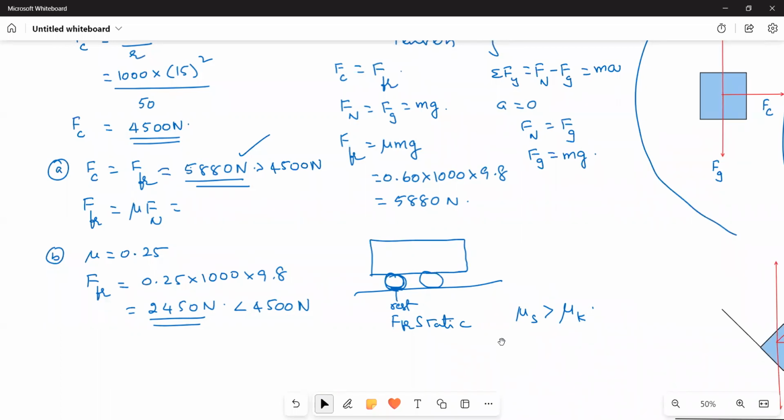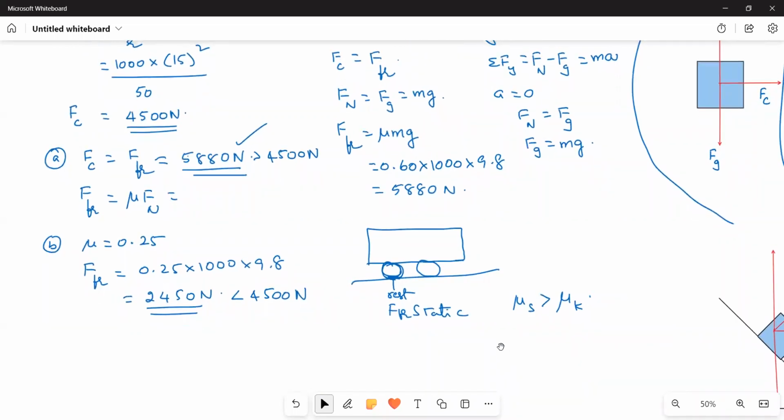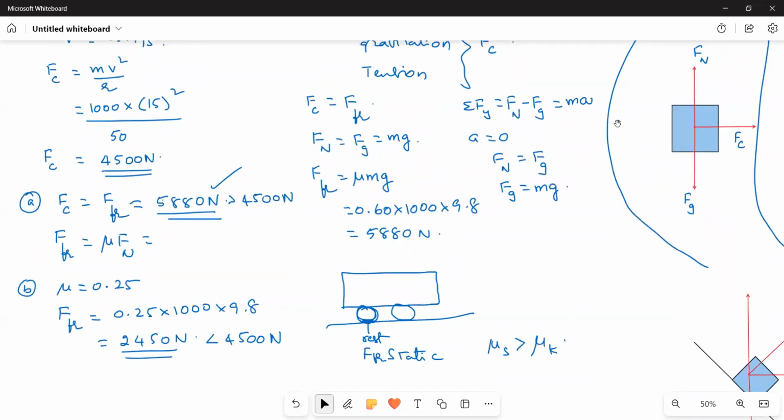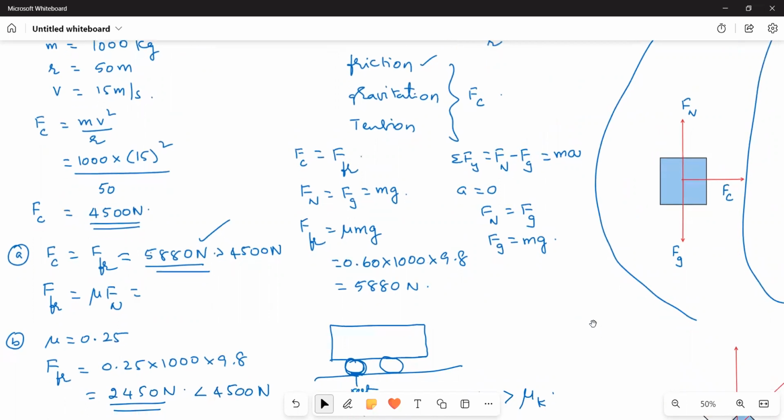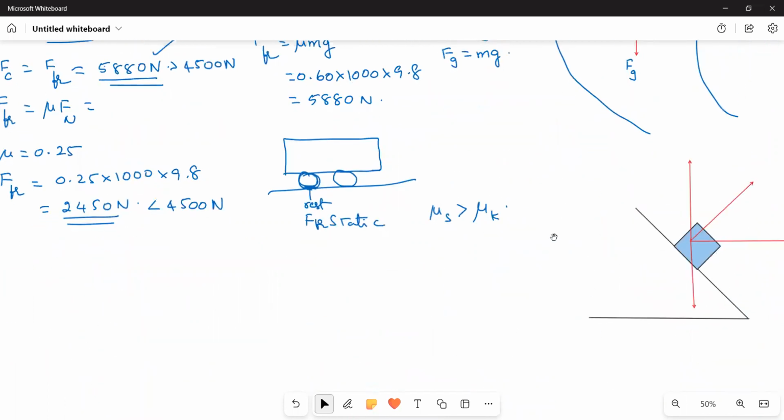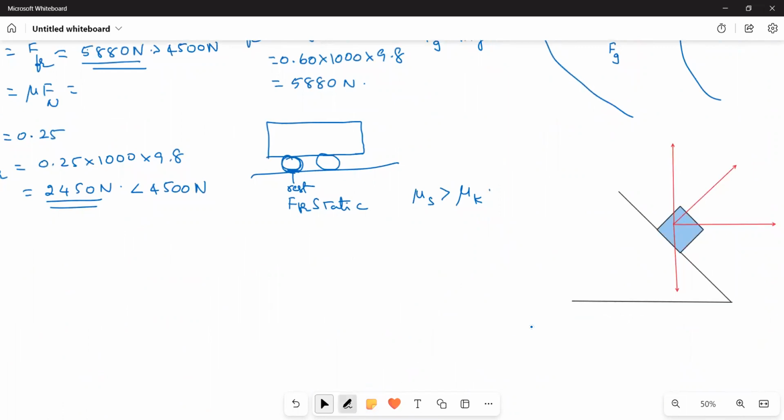Okay, now how to overcome this problem? Suppose we remove the friction from the scene, then the car can easily negotiate the curve by maintaining a specific speed. So for that, what we do is slightly elevate the outer part of the road than the inner part. When we elevate the outer part of the road than the inner part, it becomes an inclined plane, just like this one. When it is an inclined plane, it has some angle of inclination theta. So when this is theta, this is also theta.